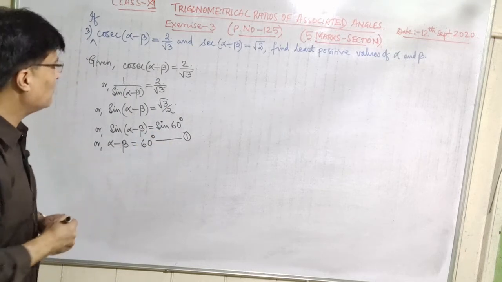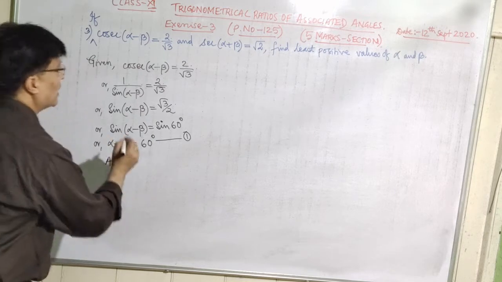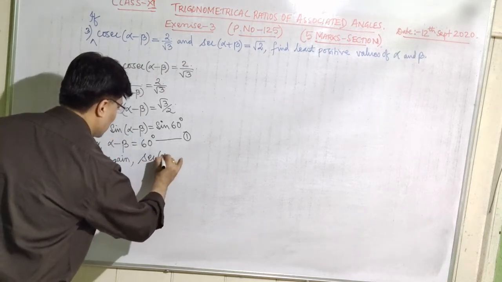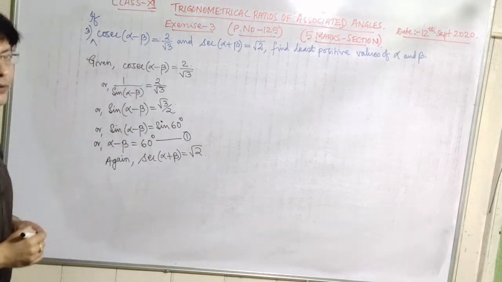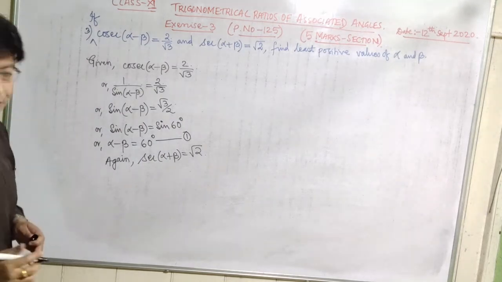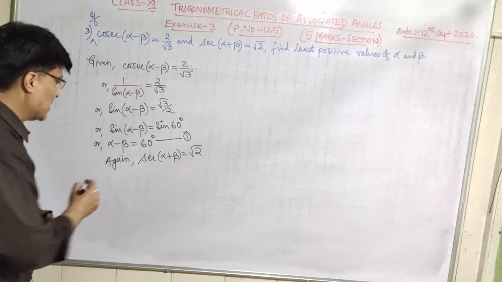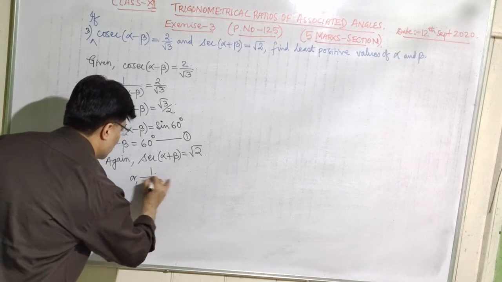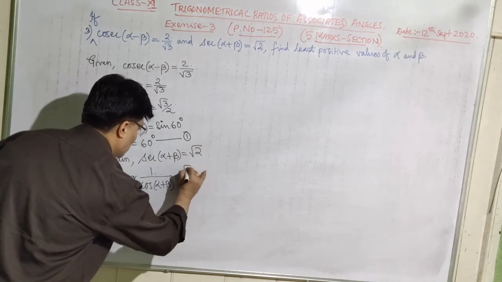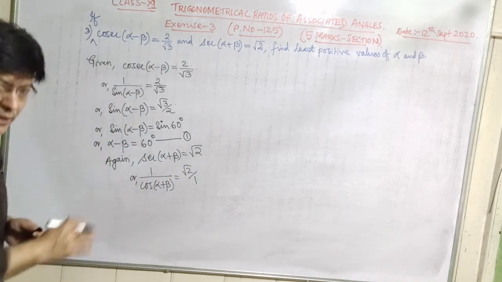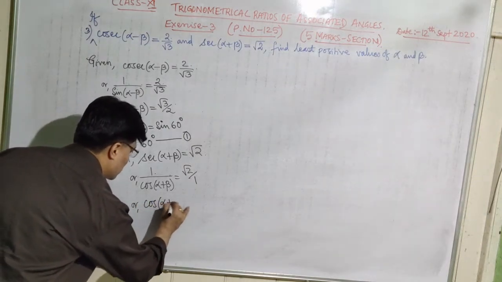So let us use another given equation. What is the other given equation? It is given as sec(alpha plus beta) is equal to root 2. Let us convert it into cos so that it will be easier to get the value for alpha plus beta. What is sec(alpha plus beta)? 1 upon cos(alpha plus beta) is equal to root 2 by 1. Here also let us invert both the sides.